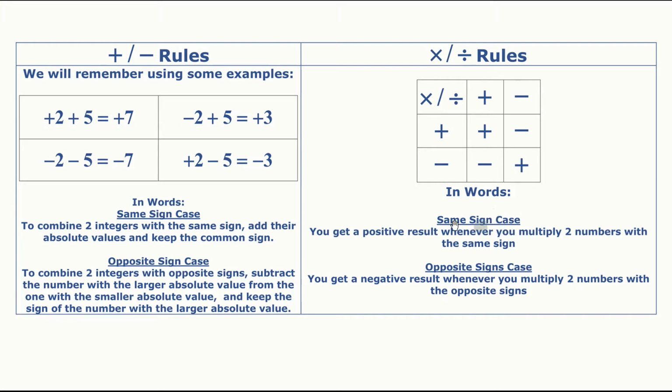So if you're going to put it in words, you get a positive result whenever you multiply two numbers with the same sign, whether they're both positive or negative, and you get a negative result whenever you multiply two numbers with opposite signs. Make sure you completely know all of these basically 4 rules, and then we should be able to proceed very smoothly with any kind of complex operation.